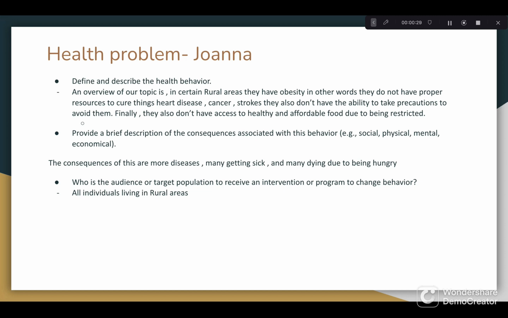So, an overview of our topic is that in certain rural areas, they have obesity. In other words, they do not have proper resources to cure things such as heart disease, cancer, strokes, and they also don't have the ability to take precautions to avoid them, and they also don't have access to healthy and affordable food due to being restricted.